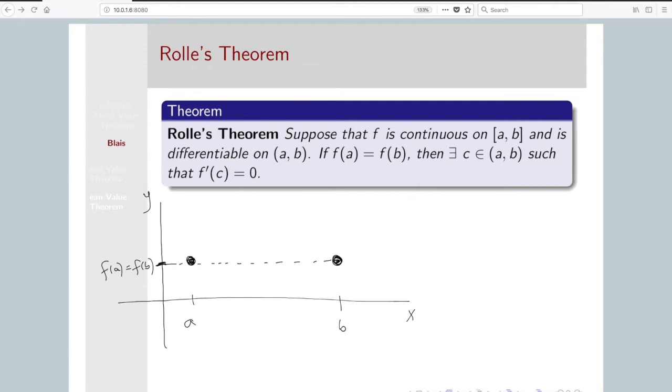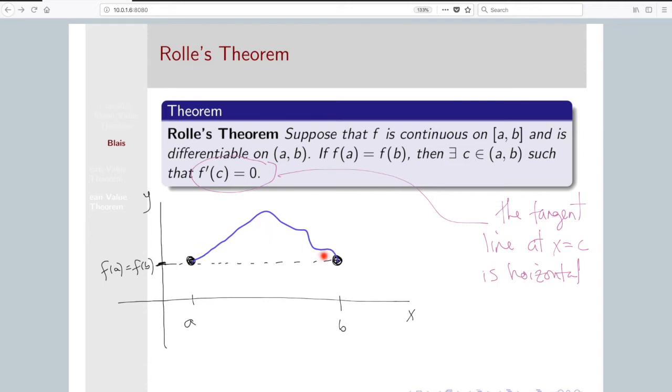So let's think about what that means. It tells us there has to be some value C in between where f prime of C equals 0. What does it mean for f prime of C to equal 0? That means the tangent line at x equals C is horizontal. So if we draw this and we're drawing it in a smooth way, sooner or later I got to turn around and come back down.